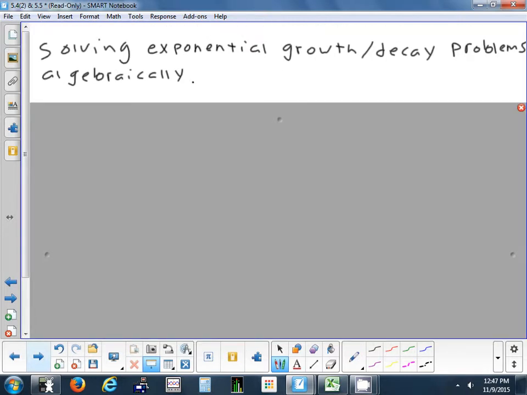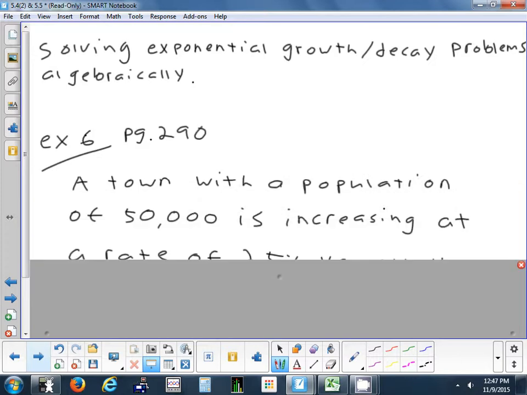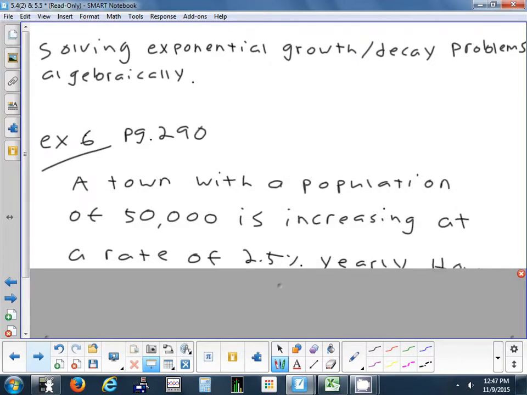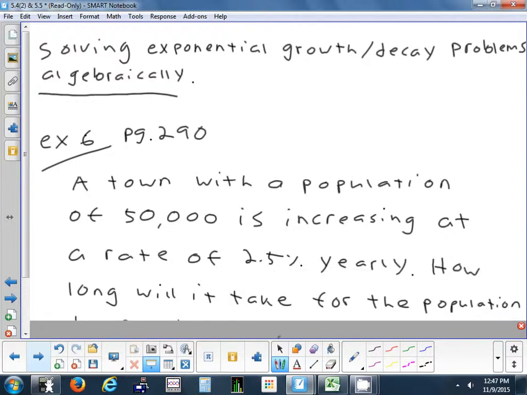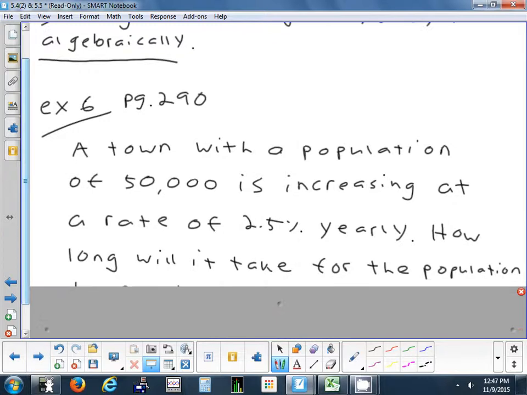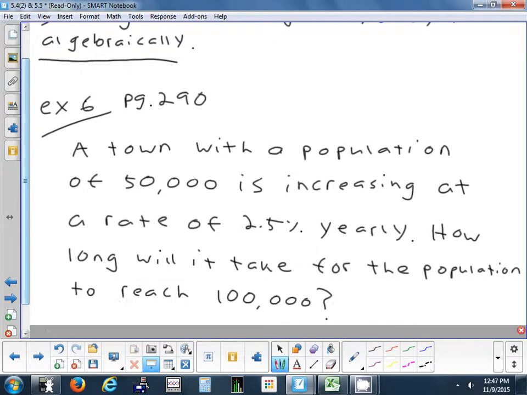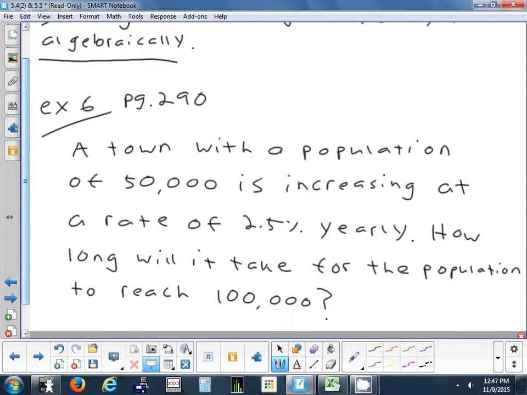Right, so we're going to look next at another example we've already done. Okay, so you have this in your notes, except when we solved it, we did it graphically. Okay, now we're going to see if we can do it algebraically. I'm just trying to do some examples to use some of the rules we learned last week, just to refresh them. Okay, so this is the example where we have a town with an initial population of 50,000. It's going up at 2.5% a year. When will the population hit 100,000?